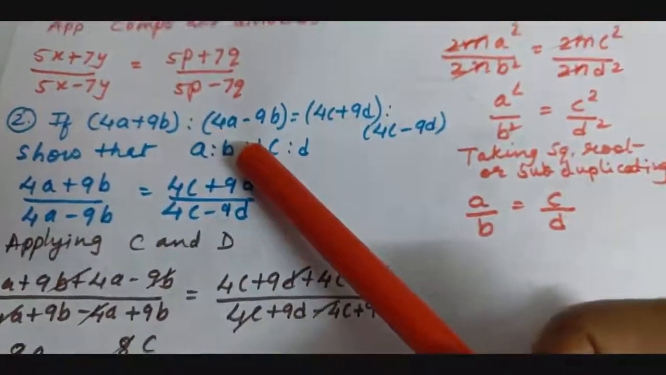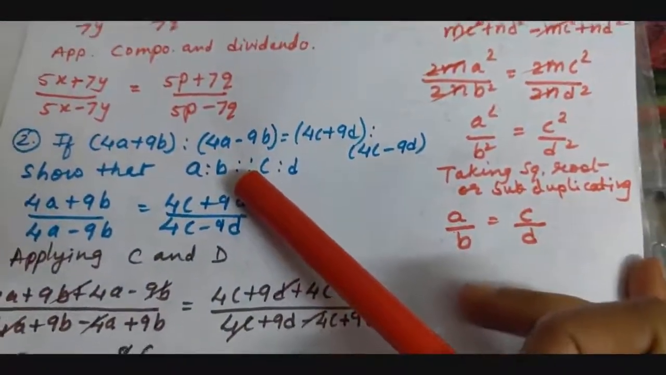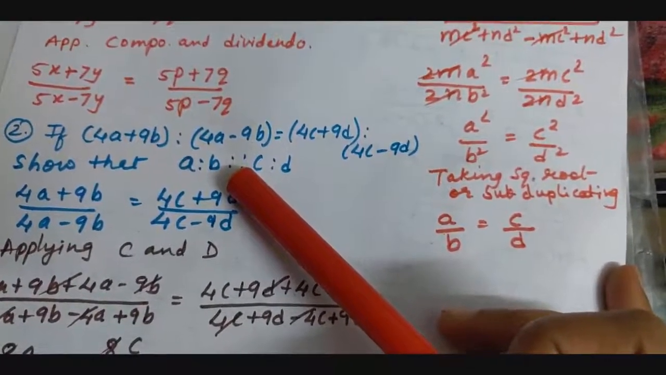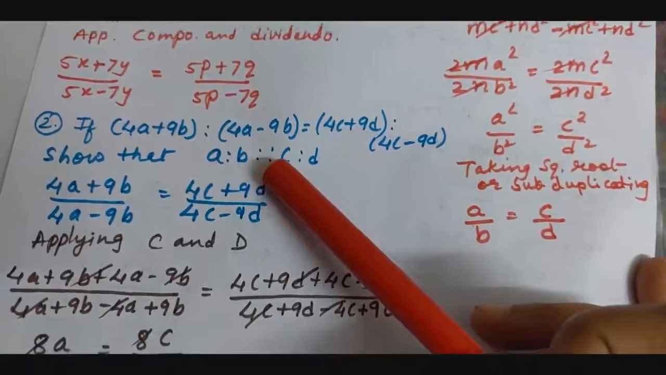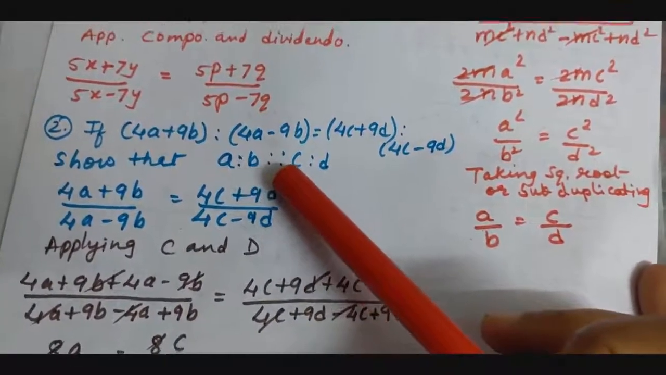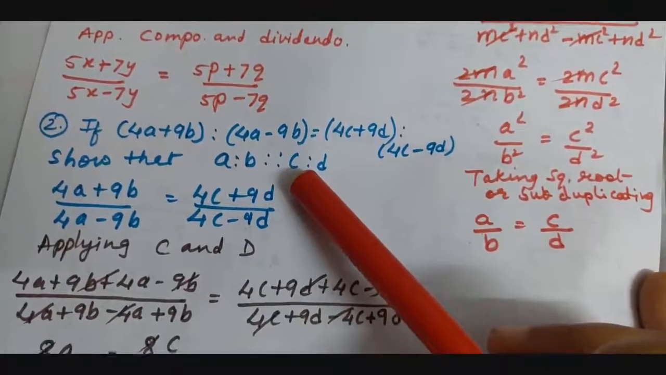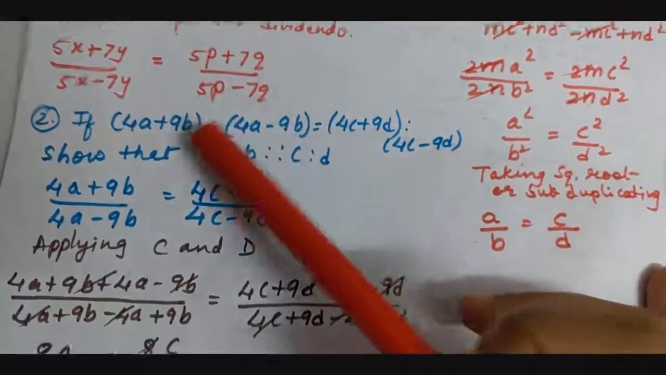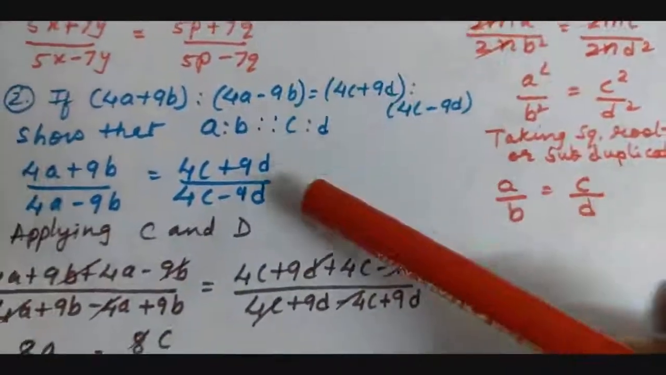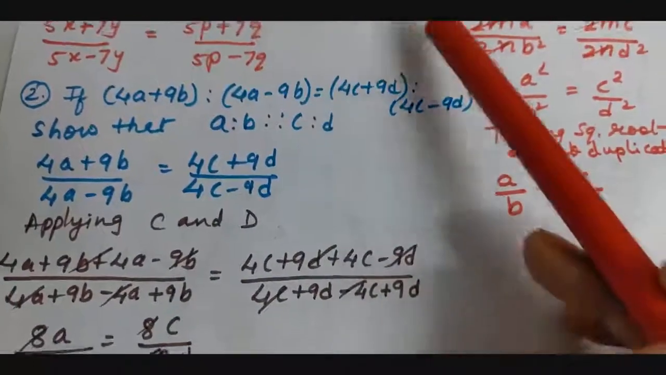Next question is: if (4a + 9b) ratio (4a − 9b) is equal to (4c + 9d) ratio (4c − 9d), then we want to show a ratio b is equal to c ratio d. Now this is the given part. The "if" part, we are always given. So I will use it and get this result.